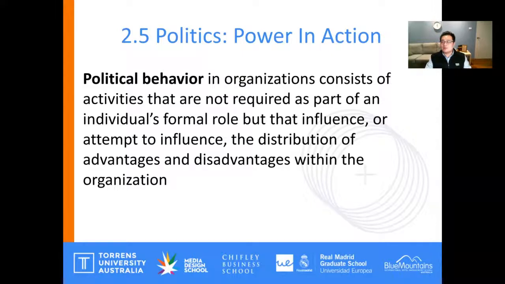The last topic we're going to talk about today is power in action, the politics. Political behavior in organizations consists of activities that are not required as part of an individual's formal roles, but that influence or attempt to influence the distribution of advantages and disadvantages within the organization.